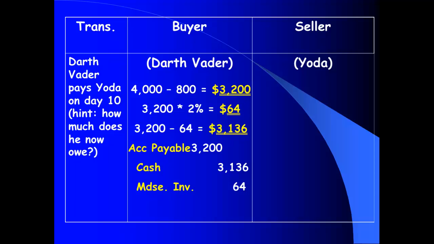Let's do the same transaction on the seller's books. What do I have more of? Cash. $3,136 is how much cash I have. What do I have less of once this customer pays me? Accounts receivable. Please skip a line. Skip a line because we need another debit. How much do we need to credit accounts receivable for? $3,200. The full amount that's on my books right now, I need to get it off of my books.